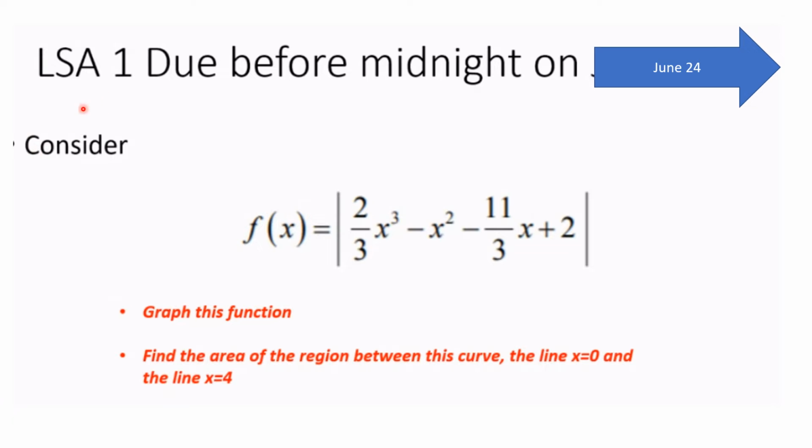LSA1 asks us to consider this function, y equals f of x equals the absolute value of (2/3)x cubed minus x squared minus (11/3)x plus 2. I ask you to graph this function first of all, and again, you're not going to be using calculators, so you want to graph it without a calculator, and then find the area of the region between this curve, the line x equals 0, and the line x equals 4.